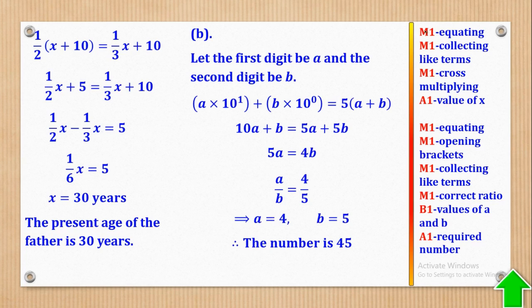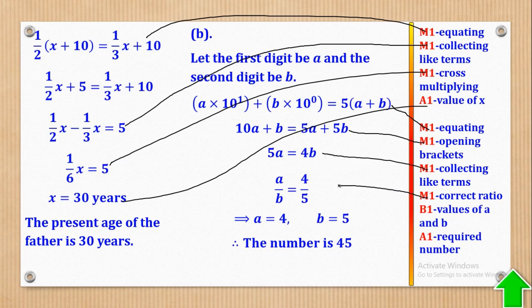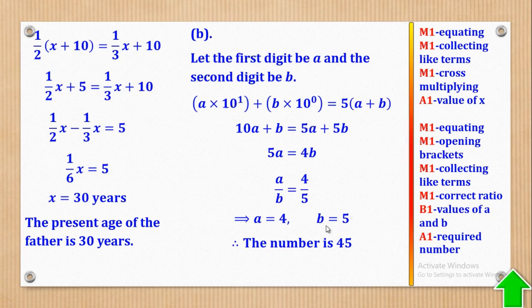So M1 is for equating, M1 for collecting like terms, M1 is for cross multiplying, and A1 is for the value of x. Then here M1 for equating, M1 for opening brackets, M1 for collecting like terms, M1 for correct ratio, B1 for values of A and B, and A1 for the required number.